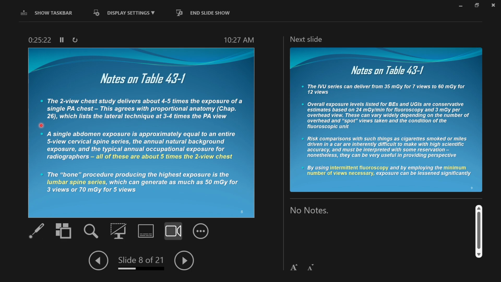Yeah, so that extra thickness really does have an effect, and you have to adjust your X-ray beam to account for that extra thickness. Okay, let me move on.